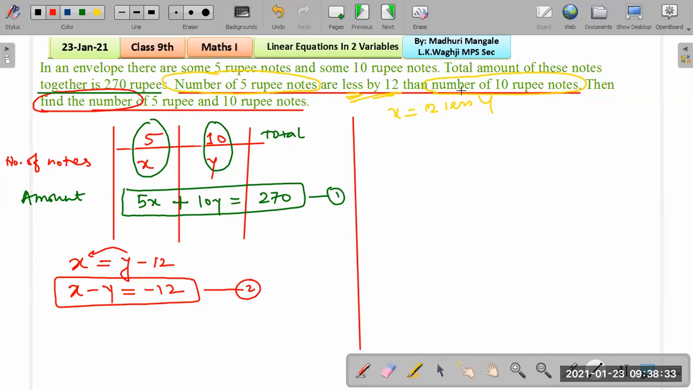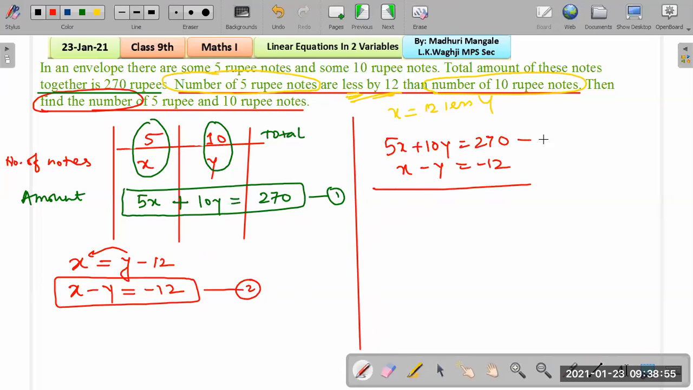So that is y minus 12. Okay, from the second we are going to subtract 12 and then shift y to one side. That will give you the second equation. Now let's solve these two equations: 5x plus 10y equals 270 and x minus y equals minus 12.